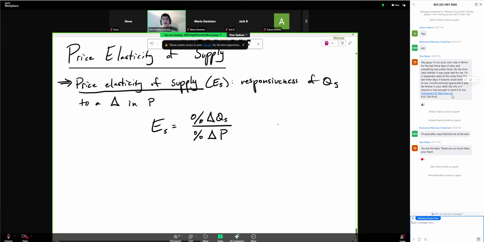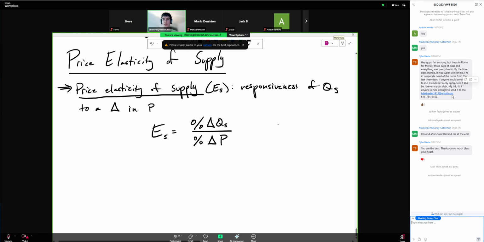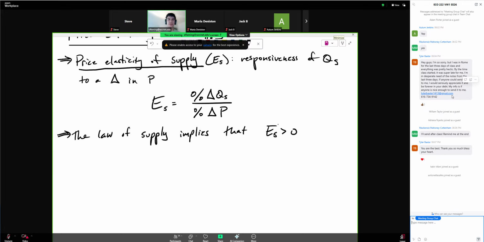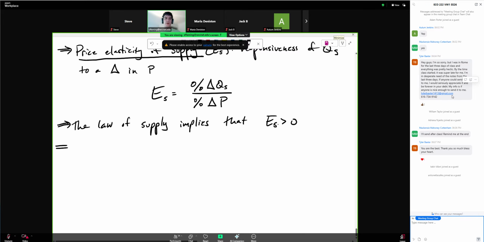Okay. Now here, because of the law of supply, we know that supply curves are upward sloping. So as the price goes up, quantity supplied is always going to go up as well. So unlike the price elasticity of demand, which is always negative, the law of supply implies that the price elasticity of supply is positive. There's no need to take any absolute values because it's automatically positive. The way you classify this number is the exact same as for demand: elastic, inelastic, or unit elastic, depending on where the value falls relative to 1.